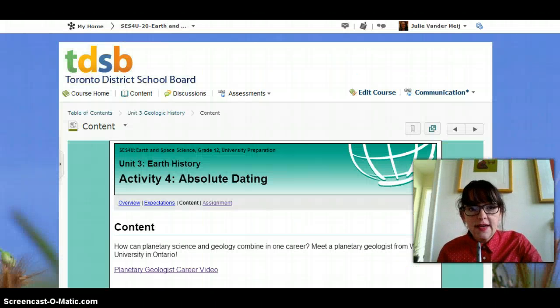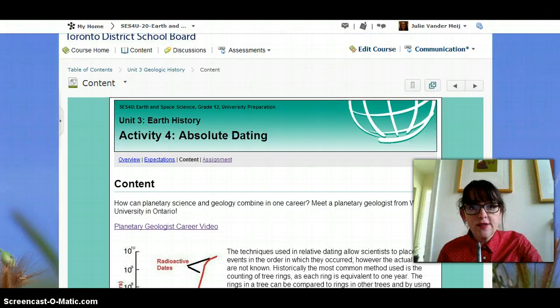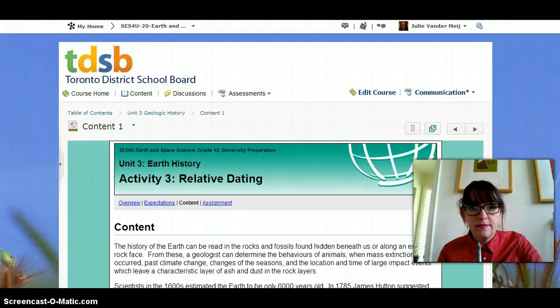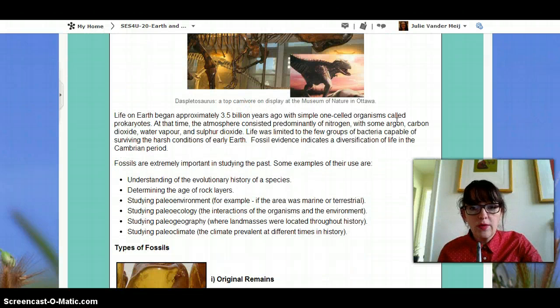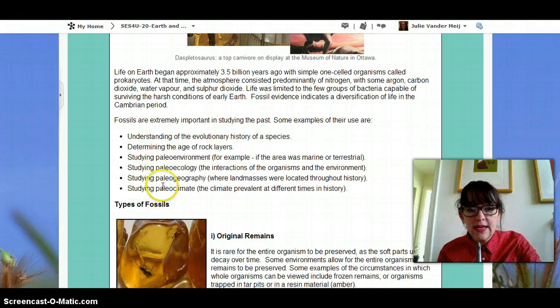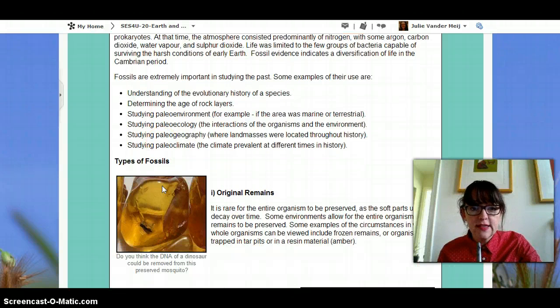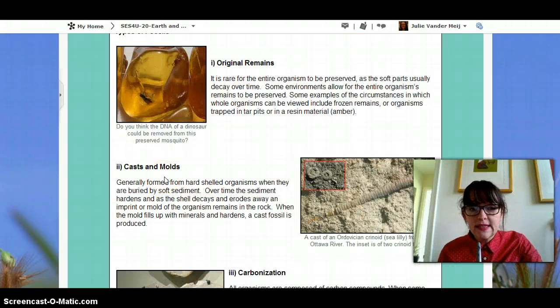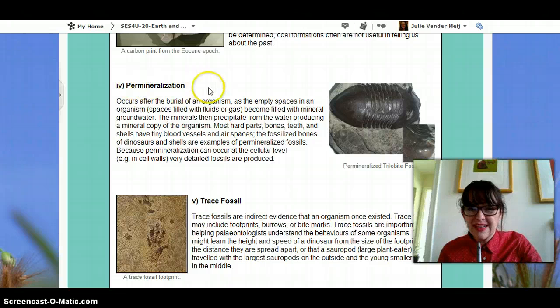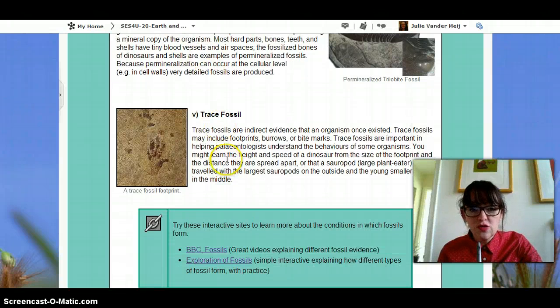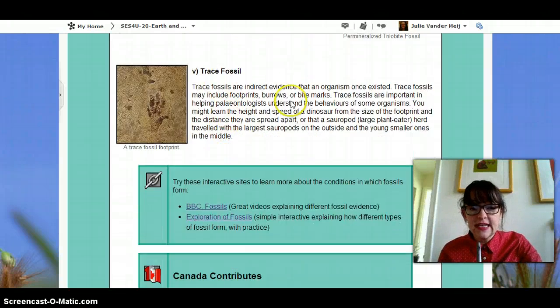So if we look at fossil evidence, when we look through this section, it's going to go through with you what we can figure out from fossil evidence, and that is a key thing to take away, to look through what are the key points that we can garner from fossil evidence. You do want to know the basic types of fossils, so original remains, casts and molds, carbonization, permineralization, and trace fossils. So make sure to read through that material to get a sense.